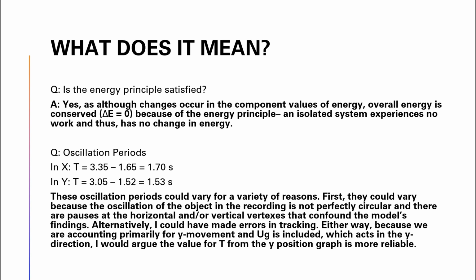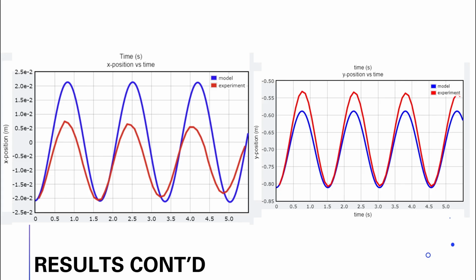Alternatively, I could have made errors in tracking. But either way, because we are accounting primarily for y movement and potential energy of gravitation is included, which acts in the y direction, I would argue that the value for t from the y position graph is more reliable. And you can kind of see that here because the experimental and computational models are much more similar in the y than they are in the x.